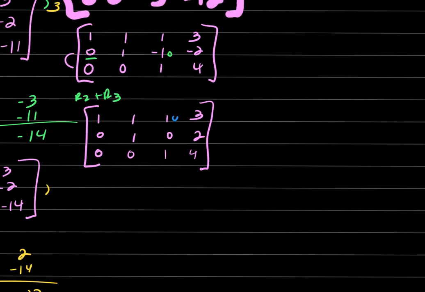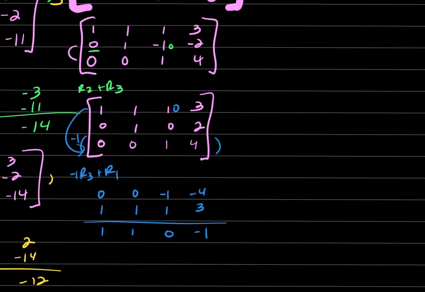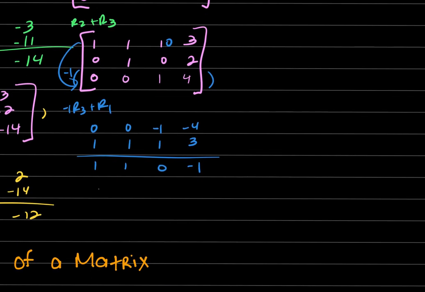Then I need a 0 above that 0 I just got. I cannot use row 2. Now I have to use row 3. So I'm going to combine these two. So I could do negative 1 times row 3 plus row 1. And I get 0, 0, negative 1, negative 4 plus 1, 1, 1, 3. 1, 1, 0, negative 1. And that takes the place of row 1.